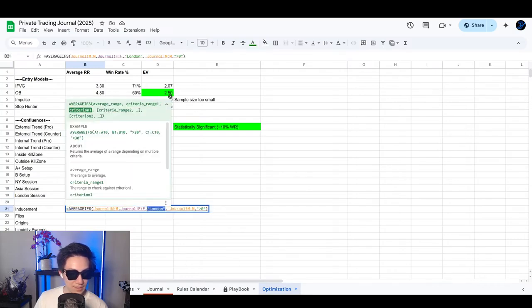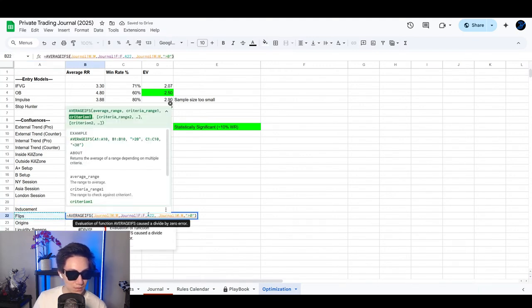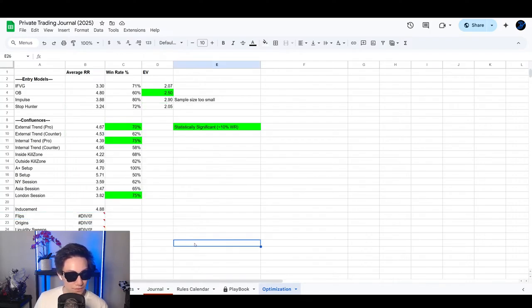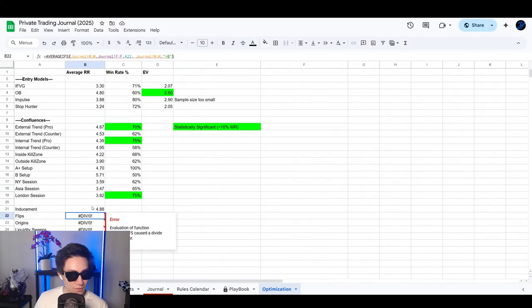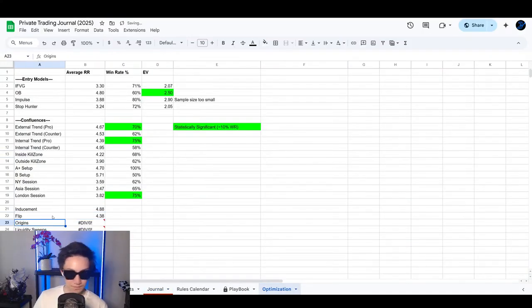And then for the text here, to make it easier and save us a lot of time, we can just reference this. There we go. Now all we do is drag it down and flips. Wait, F, A21, A22. It should work. Flips is a, oh, gotta spell it correctly. There we go. So that's the average risk reward for trading off inducement, flips, origin, and liquidity sweeps.